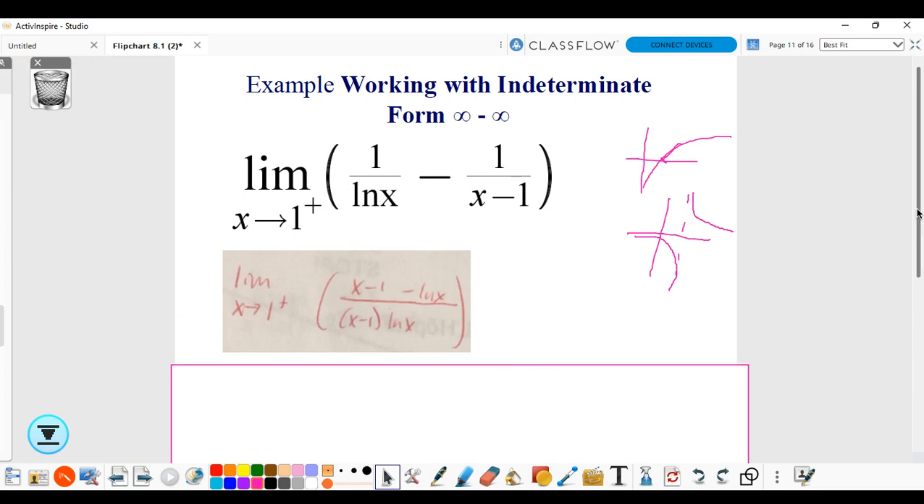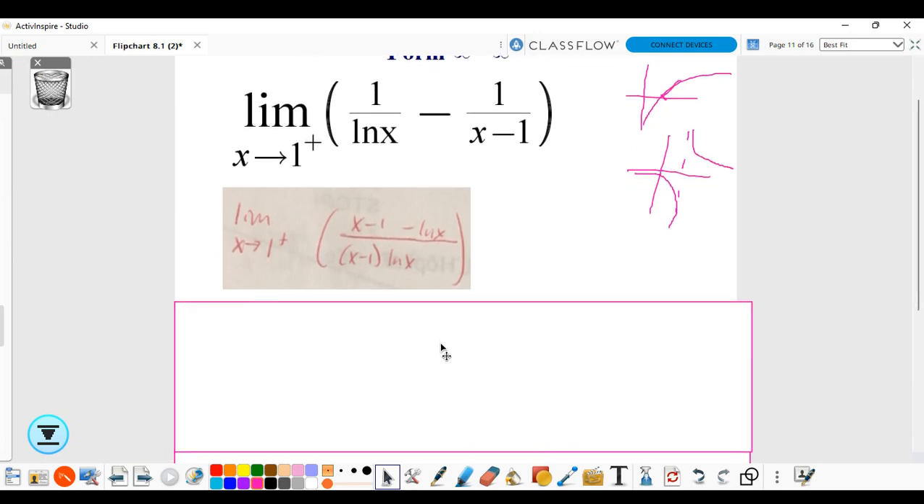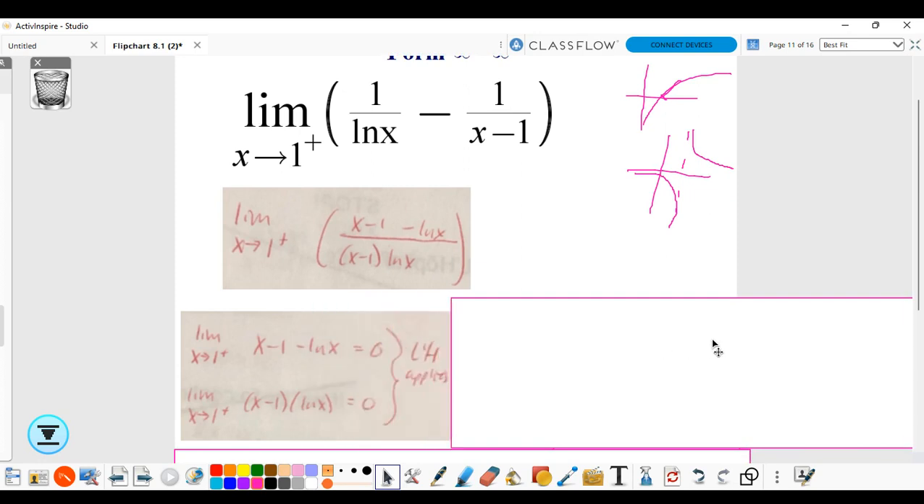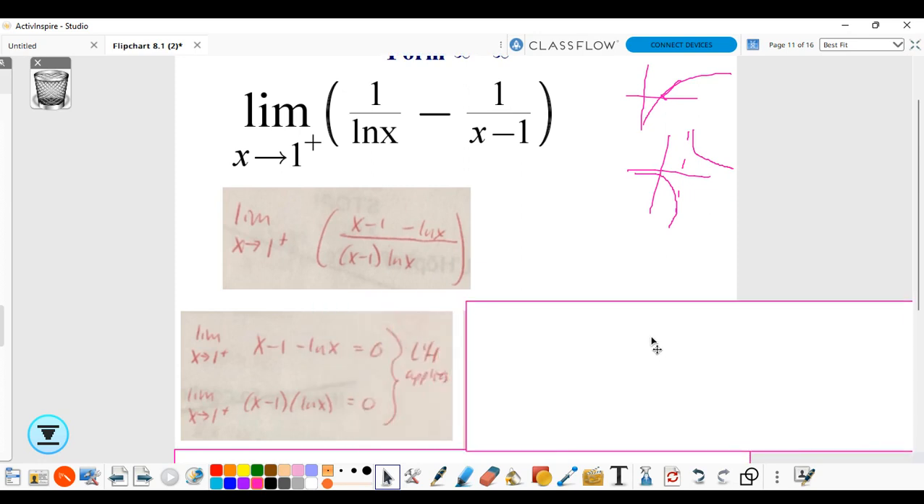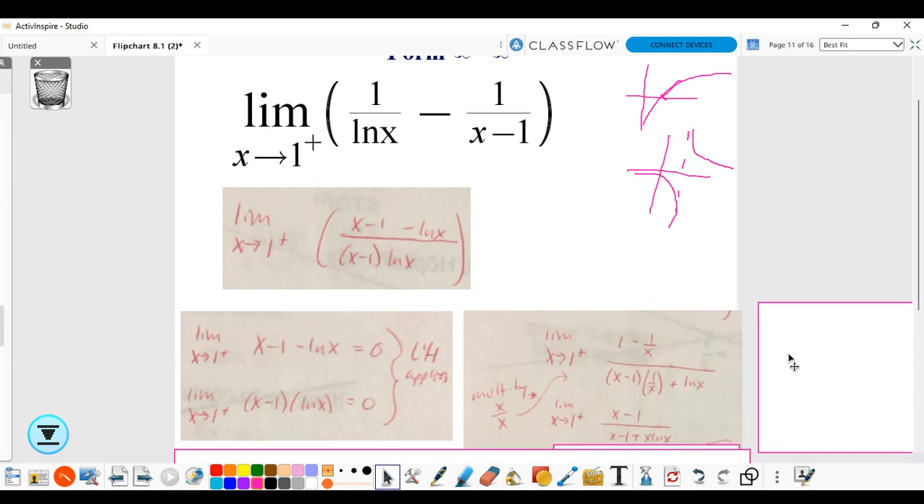Now, testing the limit of the numerator, the limit of the denominator. Individually, each one goes to 0. So L'Hopital's applies, and we can do the derivative of the top and the derivative of the bottom. And we get this, which is kind of messy. So I multiplied by x over x to get this down here.